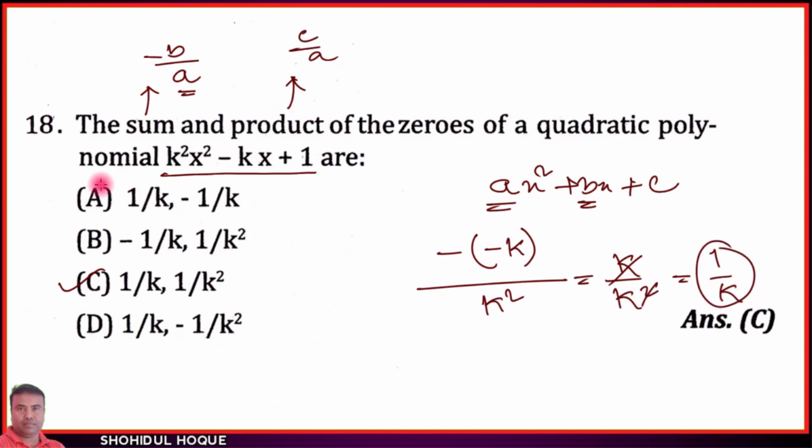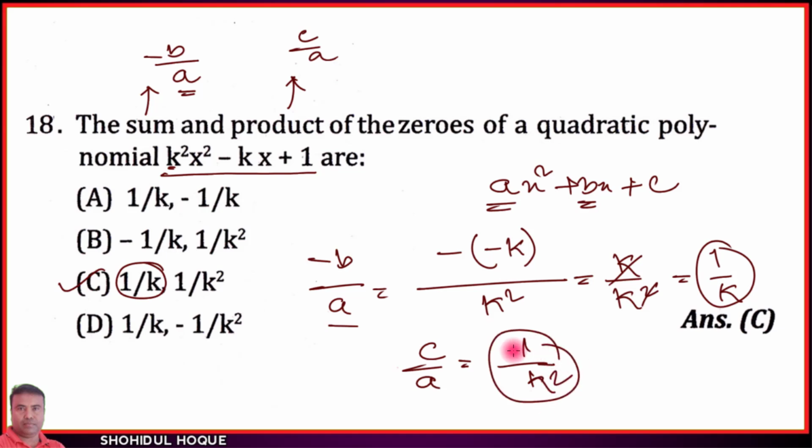So the first formula is established, 1 by k already we got. Next, according to the formula, the product of the zeros means c by a. Here we have applied the formula minus b by a earlier, and now c by a. In place of c it is given plus 1, and the value of a is given as k square. So 1 by k square.